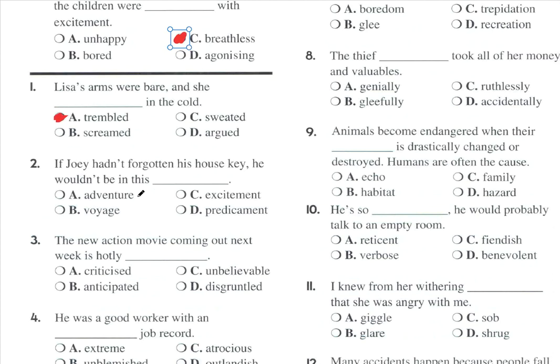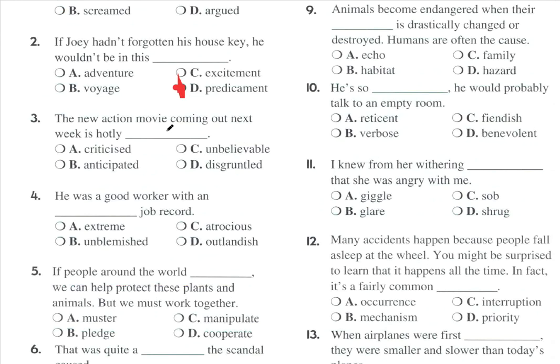All right, adventure is a positive. Voyage, it's kind of neutral, and you know, house key doesn't seem to have anything to do with a voyage. Excitement doesn't have anything to do with it. He's forgotten his house key. We can infer he's locked out of his house. It's a predicament, right? It's an undesirable situation, a bad situation. The next one, I noticed some people had trouble with this one.